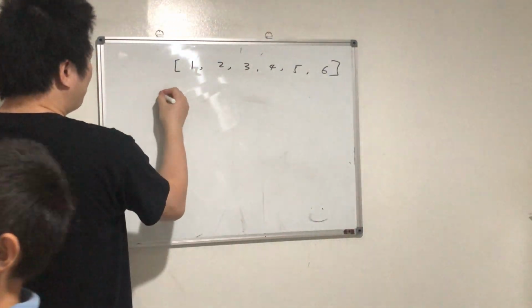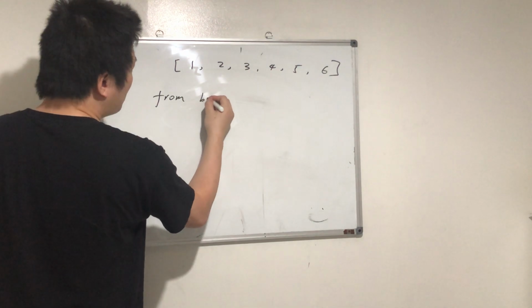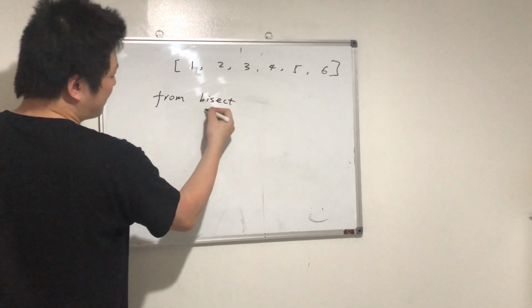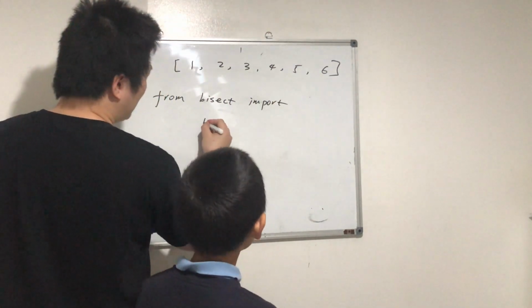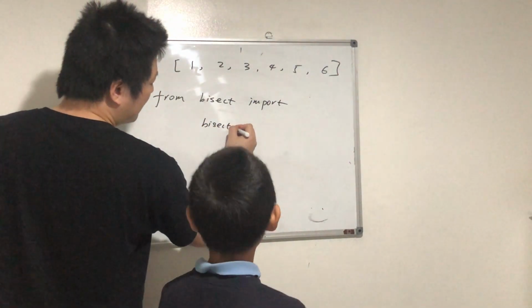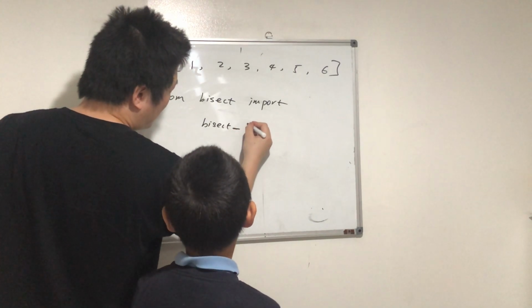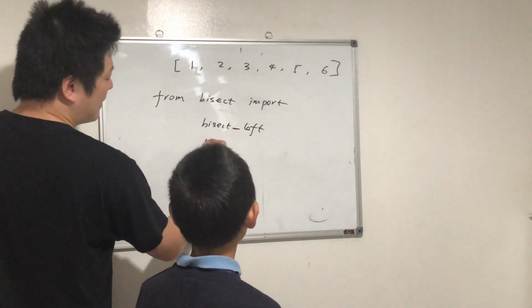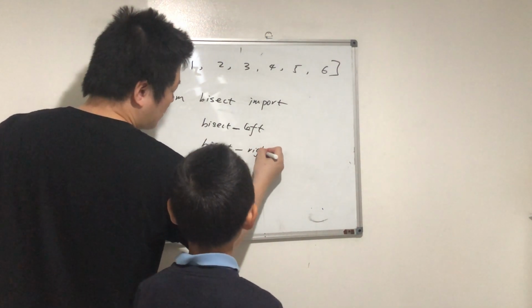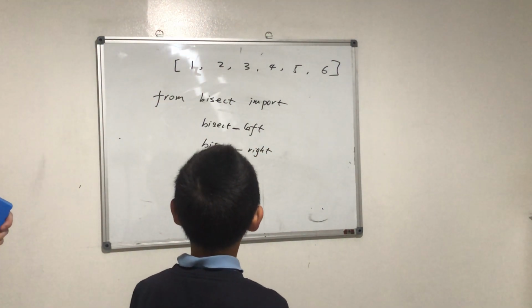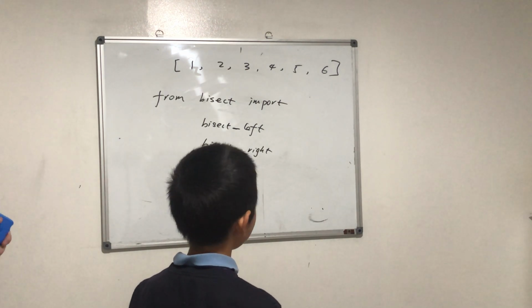So you can do this: from bisect, which is the package name, import two functions: bisect_left and bisect_right.